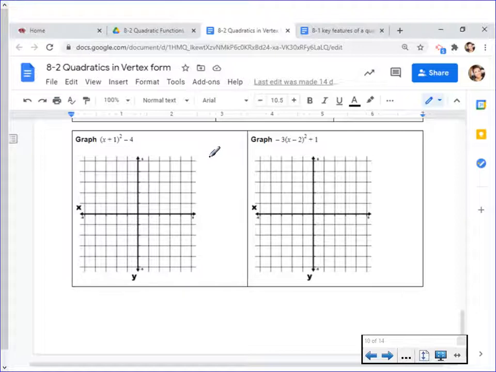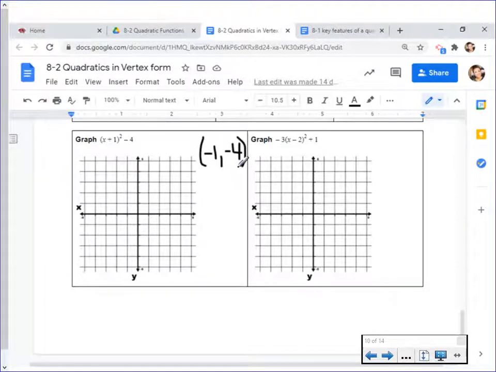Okay. The first thing you want to do is write your vertex, and remember your vertex is H and K. You're going to do the opposite of the sign in the parentheses. So this first one says +1. That means my first point is actually a -1. I do the opposite of the sign in the parentheses. Now my K is normal. I just use the exact number that they give me at the very end. It's a -4.